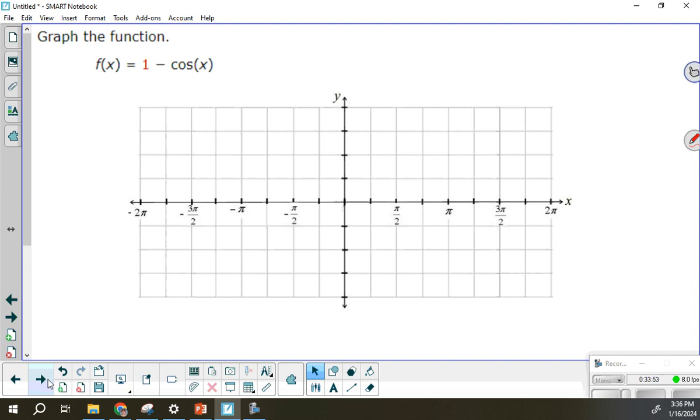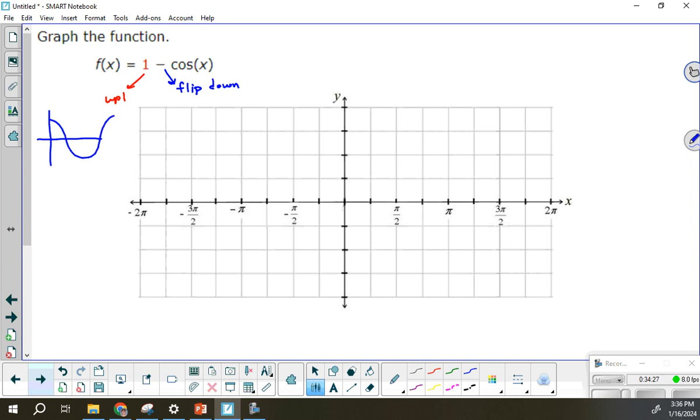This is 1 minus cosine x. Now, that 1 is positive. The minus is behind it. So this is up 1. This minus means flip down. Now, if you remember your typical cosine function, typical cosine looks like here and then back up. So this one gets flipped.